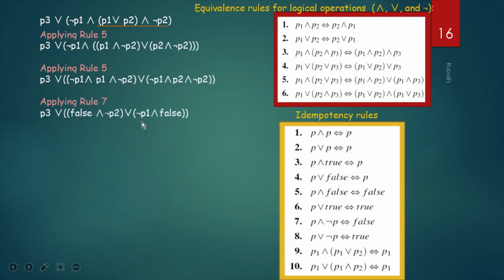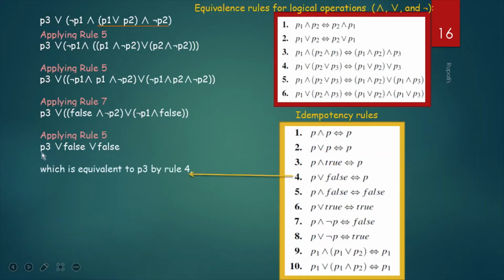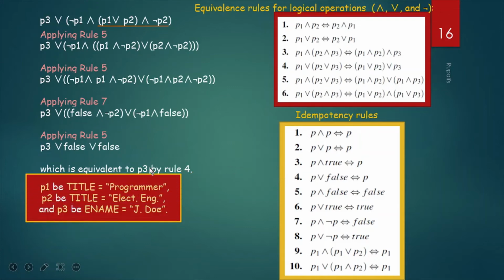So I get this expression by applying rule 7. And see, P and false is false, means and false means false. So here this expression is false and this expression is false. By applying rule 5, we get P3 or this portion is false and this expression is also false. So P3 or false or false. P3 or false means by applying rule 4, P or false is P. So it is only P3.